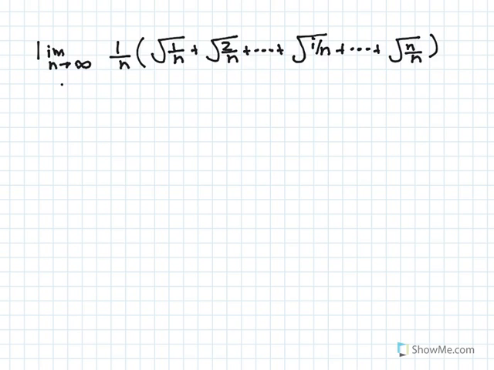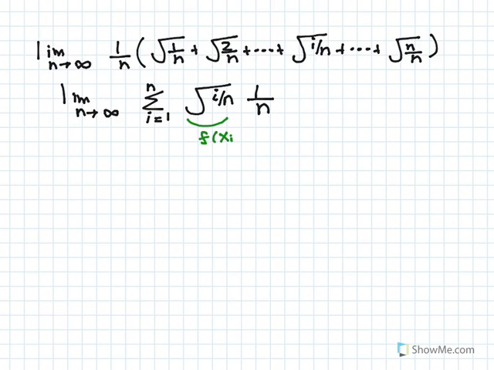So we want to rewrite this into the form limit as n goes to infinity, and we're going to collapse this using the summation notation. i goes from 1 to n, root i over n times 1 over n. And this here is f of xi, that's the functional values, and this part here is delta x.